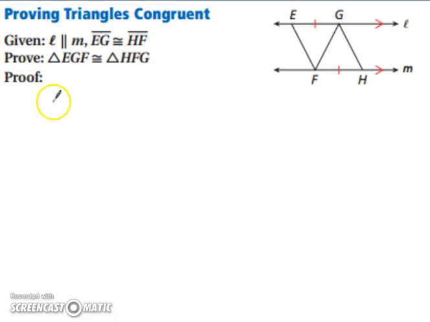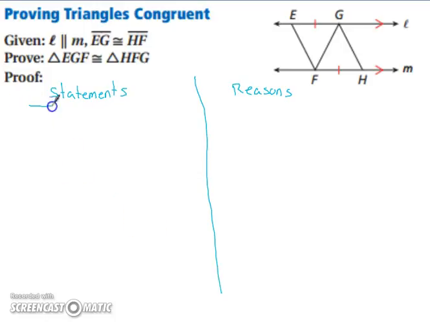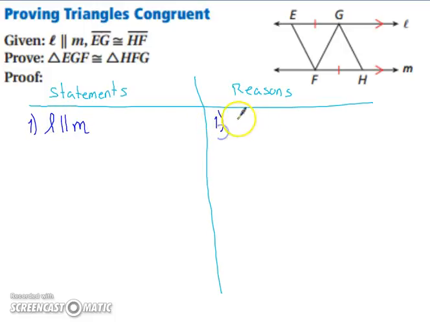Let's look at another proof. Alright, so we need our statements, and we need our reasons. This one's a little bit more difficult, only for the sheer fact that you don't have any helpful hints as you kind of go through this. But I believe in you. I think you can do it. So let's start with our given. We have L is parallel to M, and they were oh so nice to give that to us.